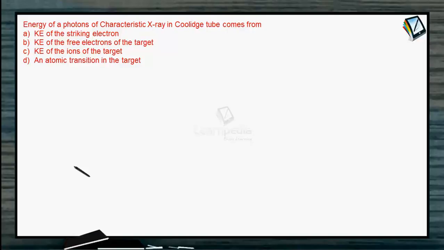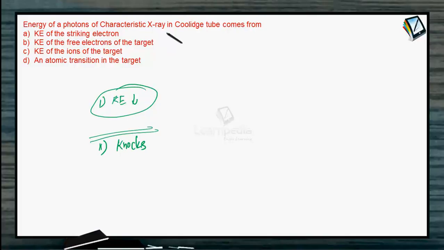Energy of a photon of characteristic X-ray in a Coolidge tube comes from? So as I explained in the previous question, when a highly energetic electron strikes the target, two processes happen. The first process is that the kinetic energy of the electron reduces, and in the second process, the striking electron knocks out an electron of some orbit. The first gives rise to continuous X-ray, and the second process gives rise to the characteristic X-ray.